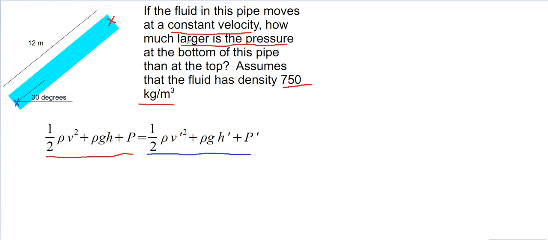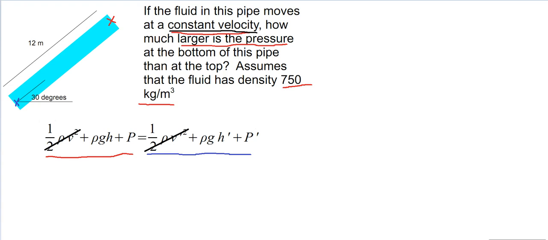Now, what we want to do here is process all the things that we've been given. First of all, we're told that the fluid in the pipe has a constant velocity. What this means is that the two velocity-dependent terms will cancel one another out because they are the same on both sides. Now, we're left with two pressure terms and two height terms. And what we want to figure out is how much larger the pressure is at the bottom than at the top.